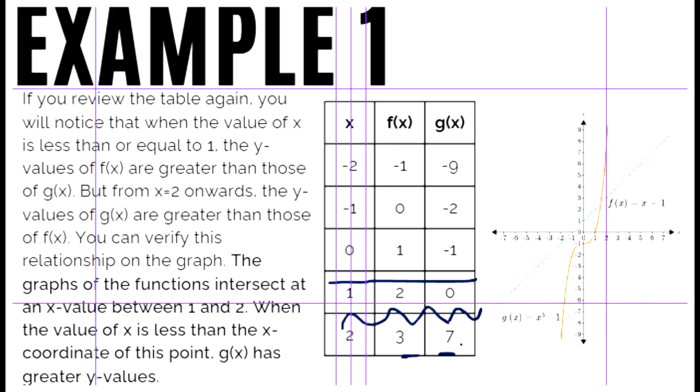The graphs of the functions intersect at an x value between 1 and 2. So somewhere between 1 and 2, they're going to intersect, and if you follow it up, look, they do. Sorry, when the x value is less than this point, then f of x has greater values. When the x value is greater than this point, then g of x has greater values. Okay? So blue is winning before they intersect, orange is winning after they intersect.